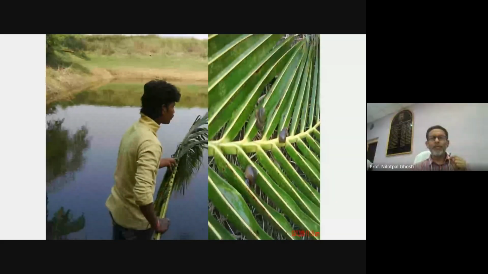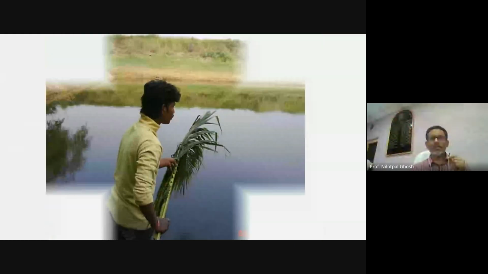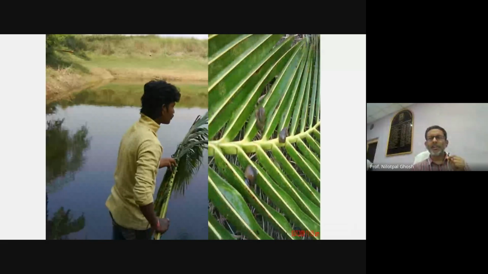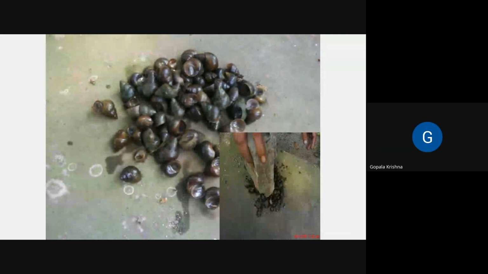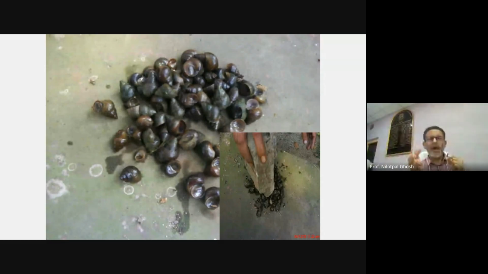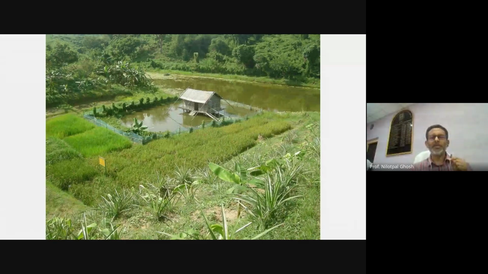And this is actually the snail. Snails are being captured for duck and poultry feed. It is high in calcium and high in protein. So the protein requirement and the calcium requirement can be met with this, captured from the fish pond, and for enhancing backyard poultry and backyard duckery. And this is one integration at the fringe of the forest, having a water source.